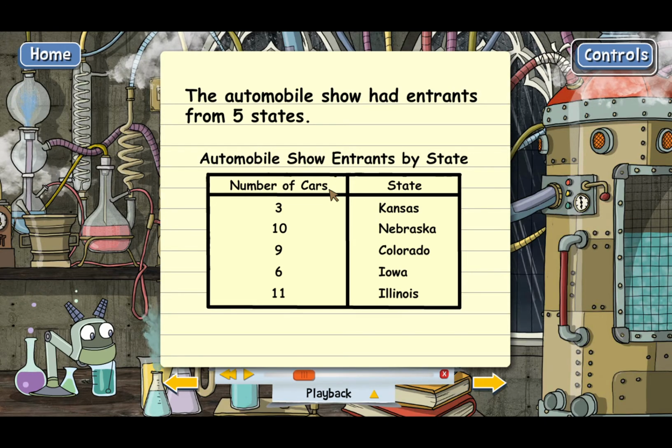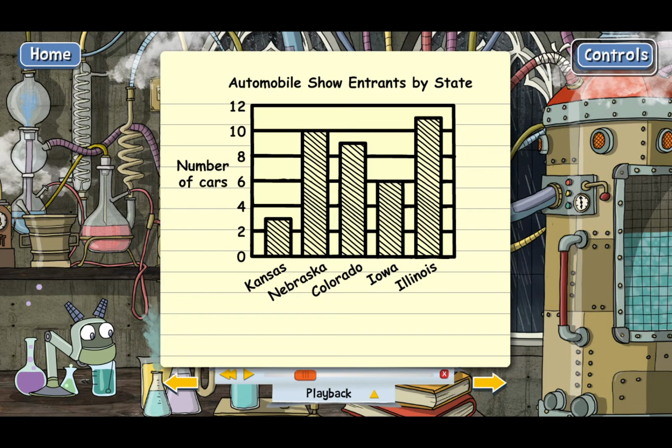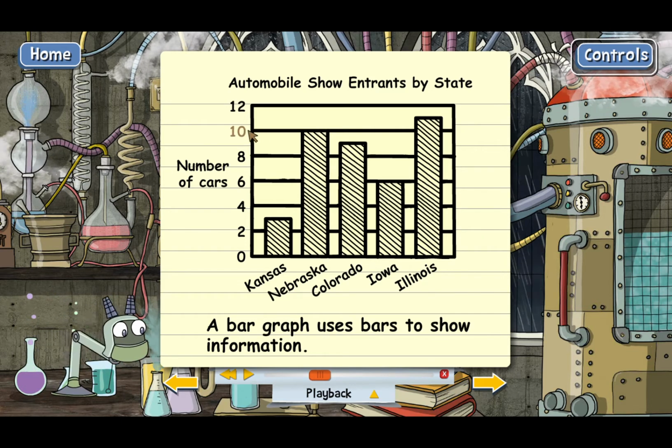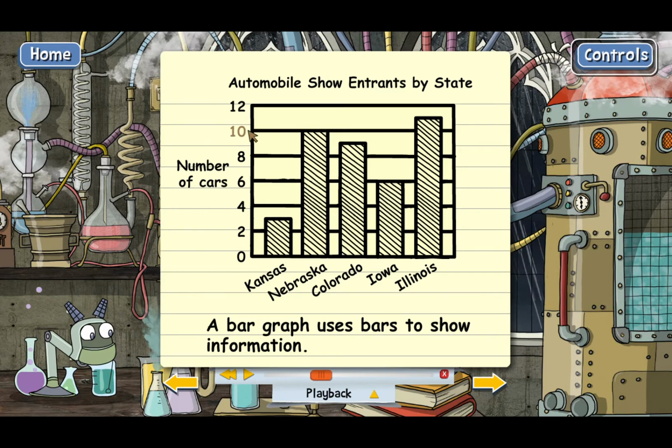We can use a bar graph, which is another kind of graph. It's called bar graph because it uses bars to show information. See, each bar stands for the number of cars entered into the automobile show from each state. The way to tell how many cars are entered is to go to the top of the bar and then look straight over to the left. If we go to the top of the Nebraska bar and then look left, we see the number 10. So 10 cars came from Nebraska.